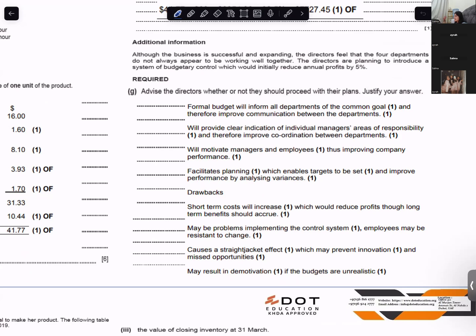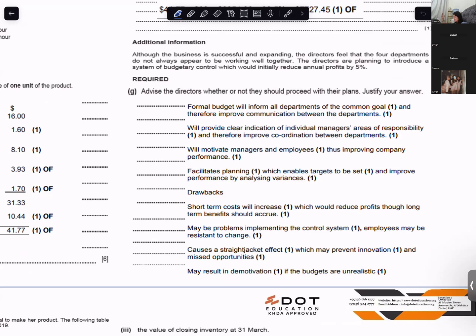Budgetary control basically is done so that you motivate your managers and employees to improve performance. There is enough planning. If planning is there and targets are set, you improve performance. But it's time consuming.